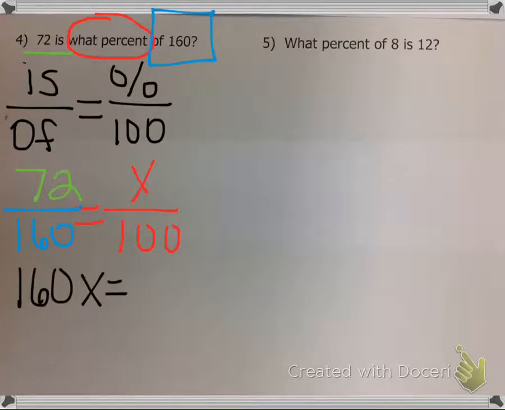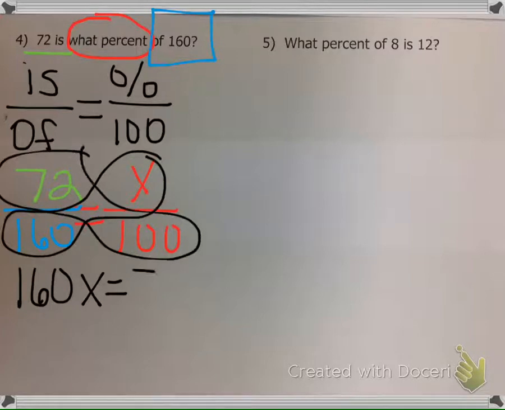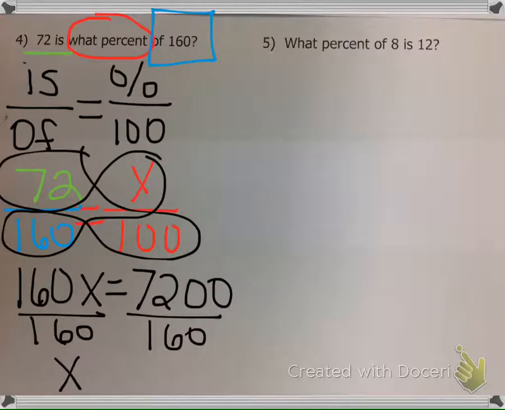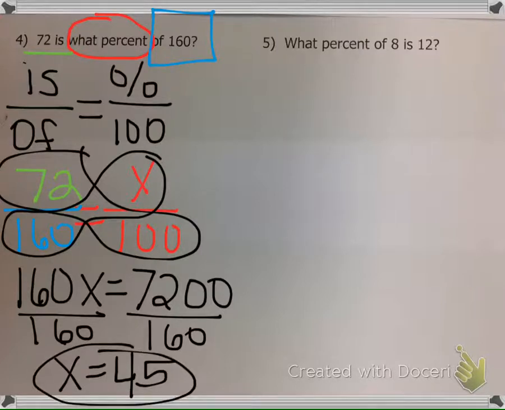160 times x is 160x. 72 times 100 is 7,200. And then you're going to divide 7,200 divided by 160. Okay, and you get x equals 45. And I'm doing this for you right now. Obviously, hopefully you can use a calculator on this. If not, you're going to have to use your brain. I'm allowing you to use calculators. If you have your own calculator, that's fine. You could use that. Much easier to just divide that with a calculator.